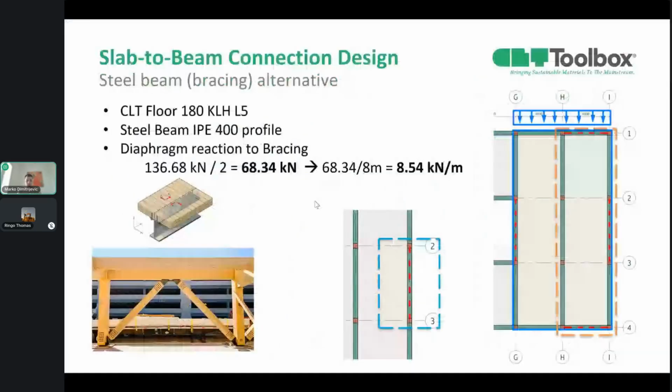So in this second example, we'll use pretty much the same configuration. We'll just have assumed that we have steel vertical bracing. So in that case, we'll need another module for calculating the floor to steel beam calculation. So that is part of the alternative scenario. And for this example, we use the IPA 400 profile as steel beam.